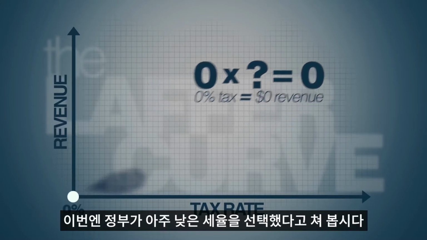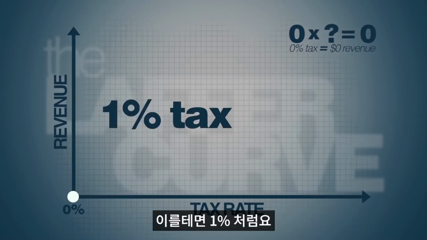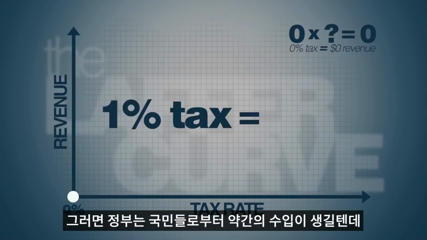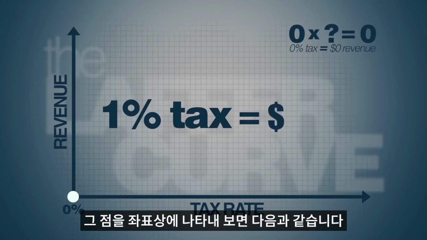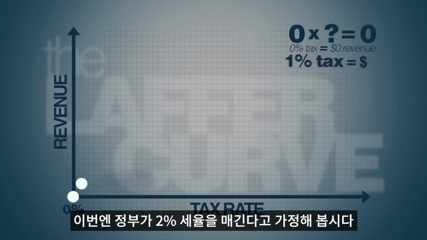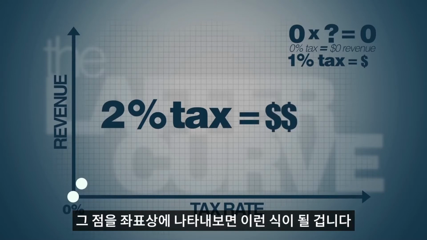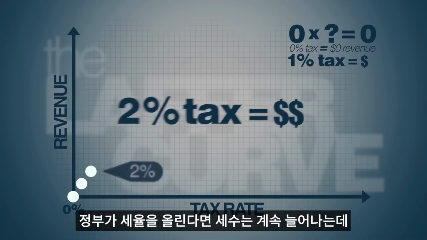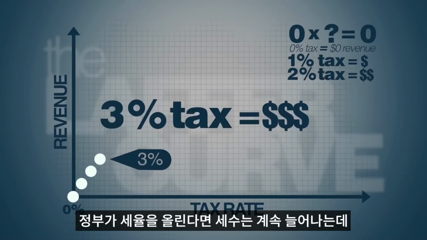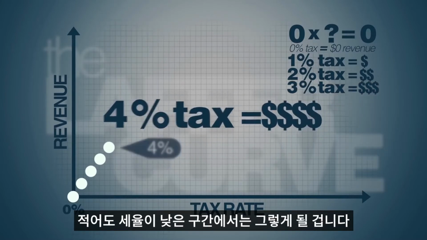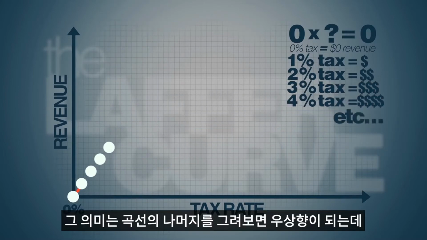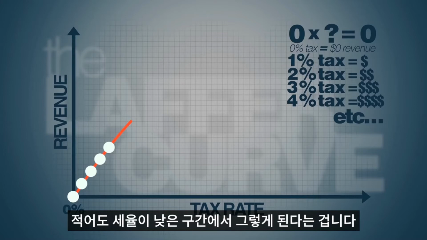Now suppose the government chooses a very small tax rate, say 1%. The government will then begin to receive some revenue from citizens. This means that another point in the curve must be something like this. Now suppose the government charges a 2% tax rate. Then everyone would agree that it will receive even more revenue, which means that another point in the curve must be something like this. And if the government keeps raising the rate, then revenue will continue to go up, at least when we're in the low tax rate part of the graph. This means that if we fill in the curve, it has an upward slope, at least when we're in the low tax rate part of the graph.